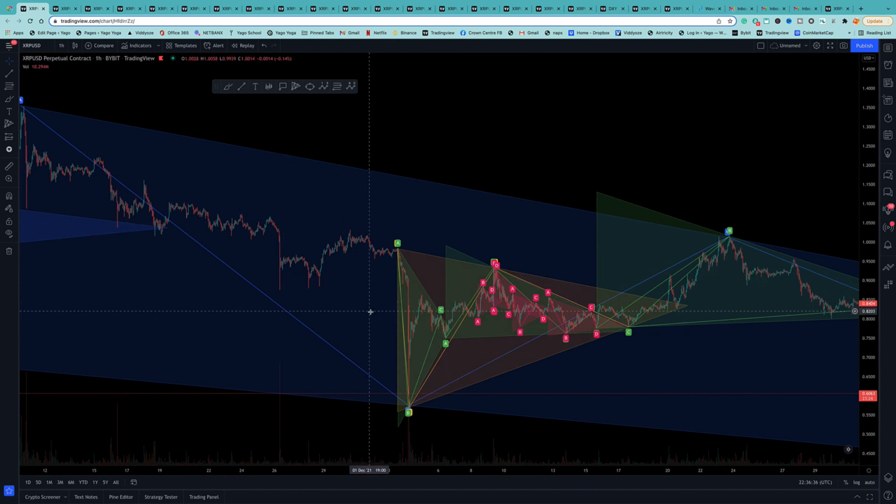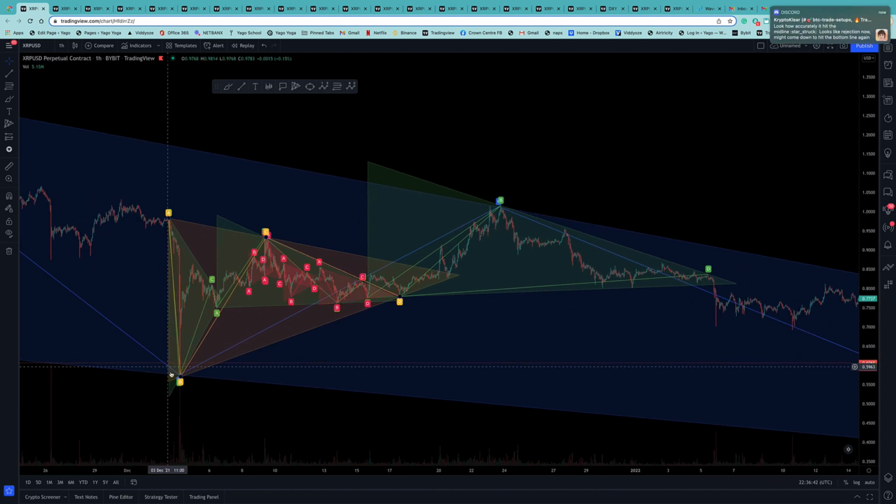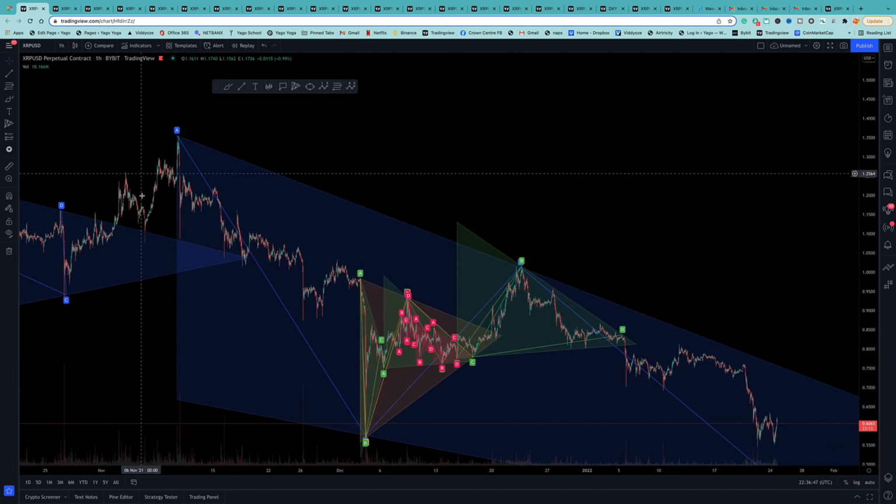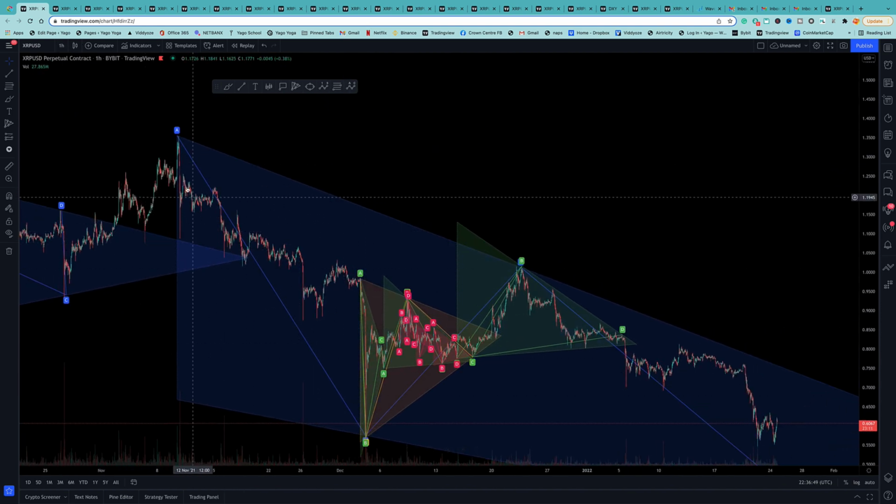Why would you do that? Well, one, they're bigger trades. Two, they're more consistent. They're more consistent in the pattern. In these ones, look how much they move. But when you move into the hour, you're moving on a bigger timeline.